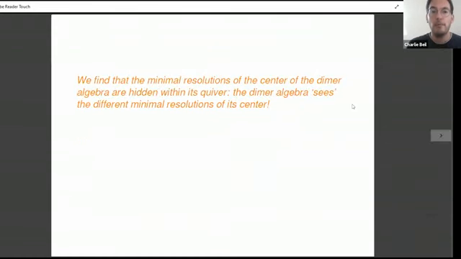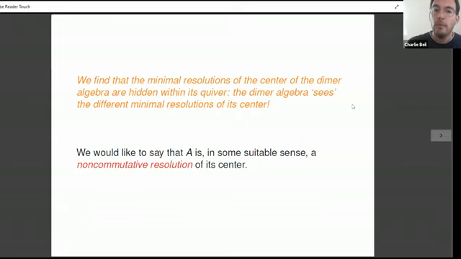So we find that the minimal resolutions at the center of the Dimer algebra are hidden within its quiver. So the Dimer algebra sees, in this sense, the different minimal resolutions of its center. So this is all, I think, completely amazing how this works. And we would like to say that A is, in some suitable sense, a non-commutative resolution of its center.